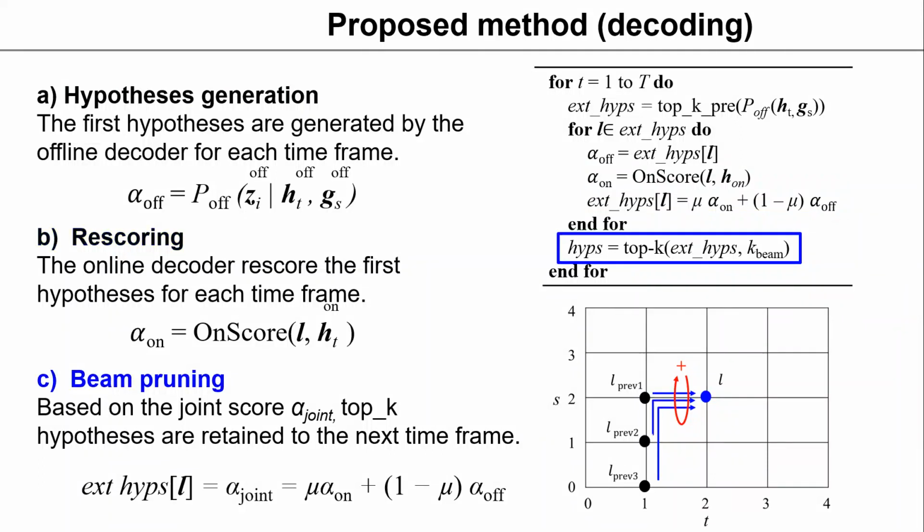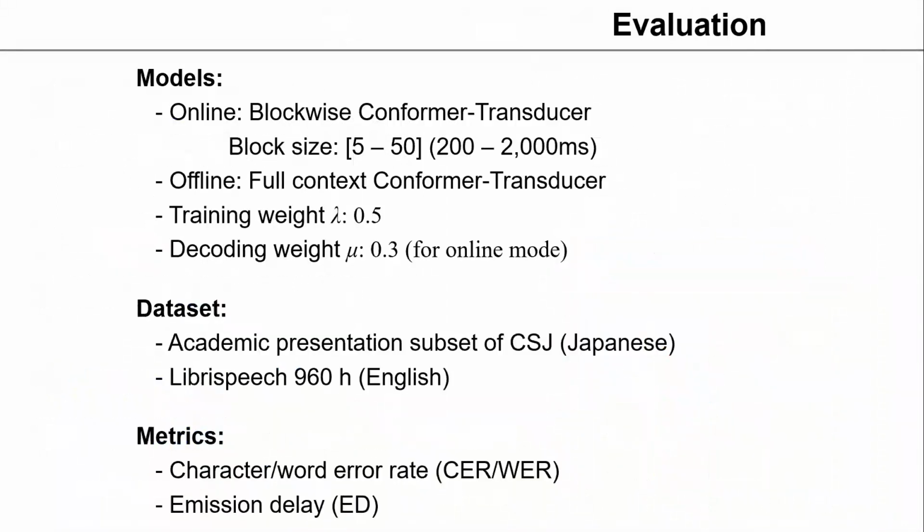And finally, by using a weighted sum of the online score and offline score with the decoding weight mu, we obtain the alpha joint, and based on the joint score, the top K hypotheses are retained for the next time frame.